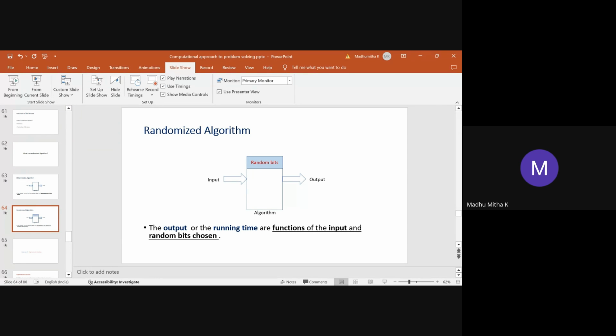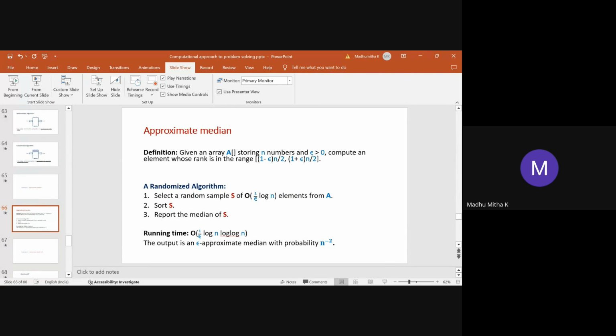When you give some random bits and get a random output, then it is called a randomized algorithm. You don't prefix what the functions are, and you don't prefix the value of the inputs. When you prefix everything and it is all determined, that is called a deterministic algorithm. I hope you now see the difference between a deterministic algorithm and a randomized algorithm.